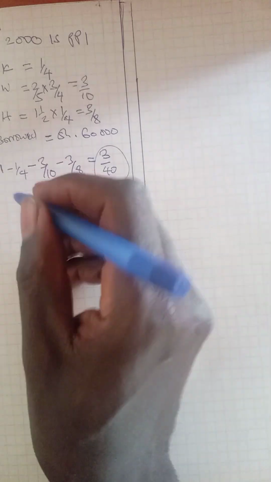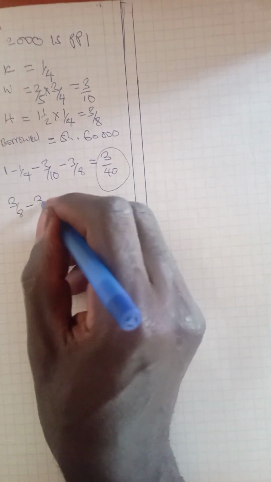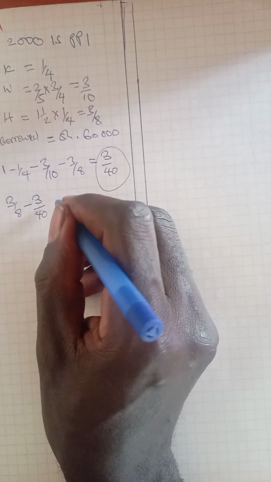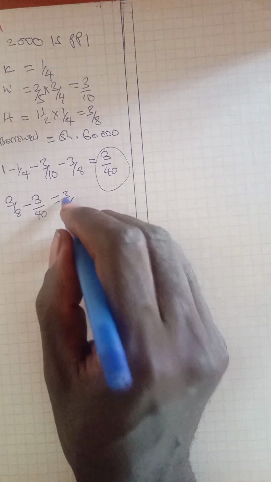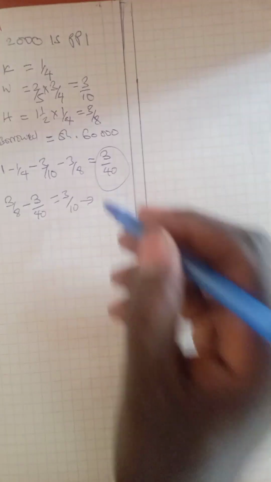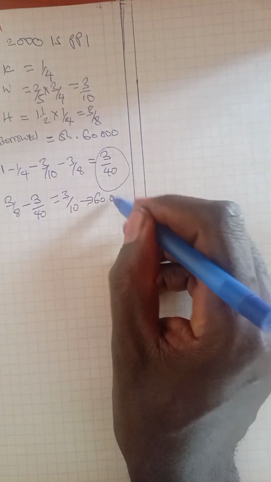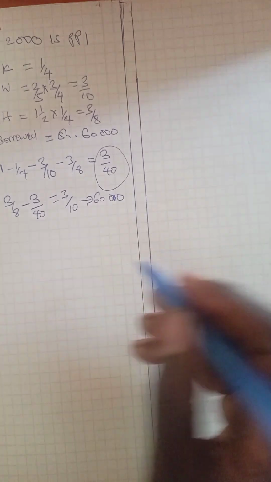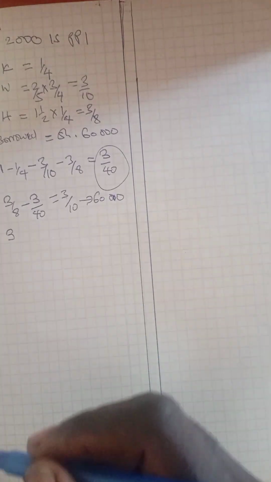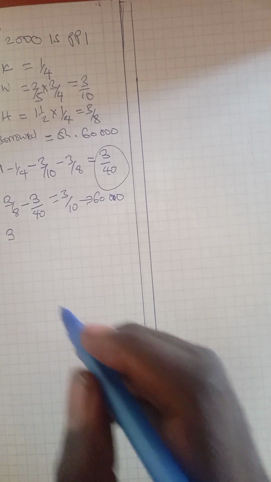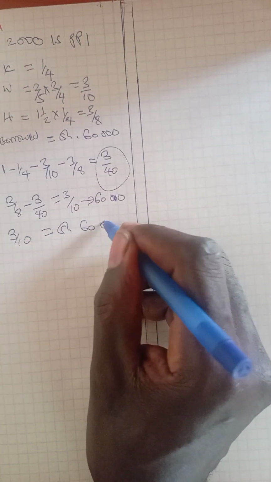Now, if you take Hassan's amount, 3/8, minus what was to be borrowed, 3/40, you get 3/10. This 3/10 represents the fraction that shows Hassan's amount was 60,000 more than what was borrowed. Now we can find what was to be contributed totally by the three persons. Now we have 3/10 is equal to 60,000 shillings.